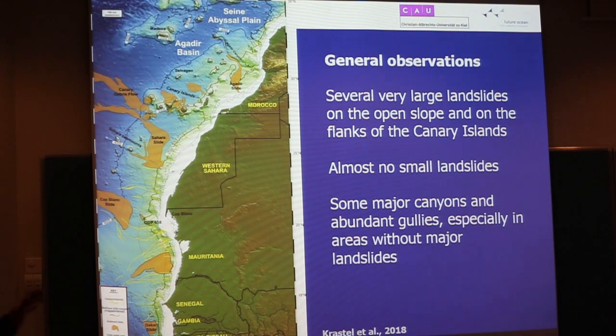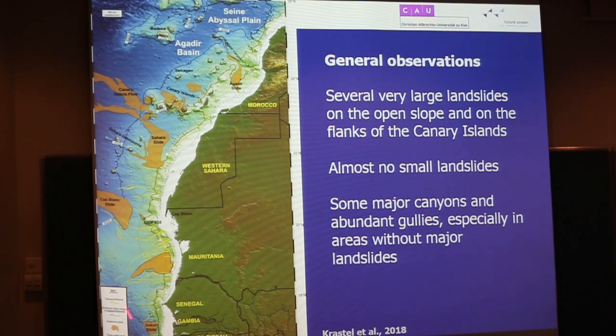If we have a look at this map, to summarize some general observations, it seems that we have several very large landslides on the open slope and around the Canary Islands, as shown here. And an important observation is that we almost have no small landslides. And we don't think that this is biased by data availability.